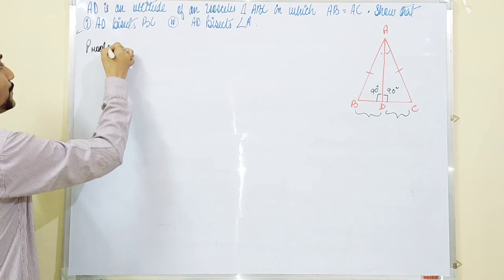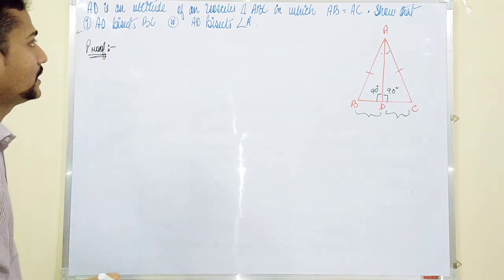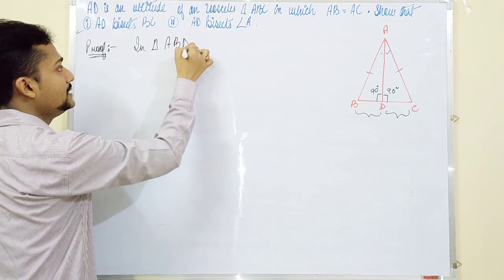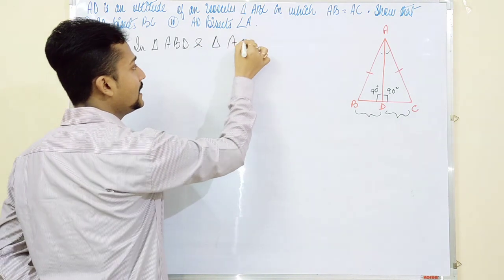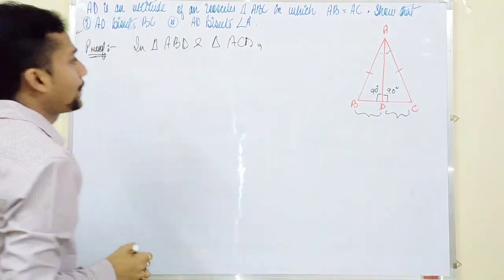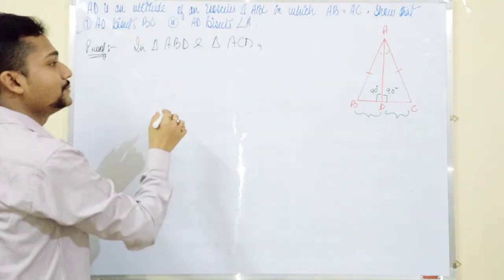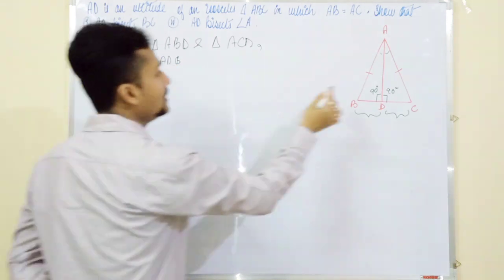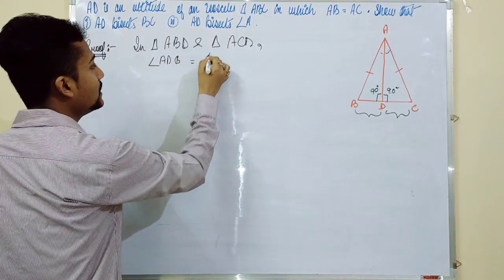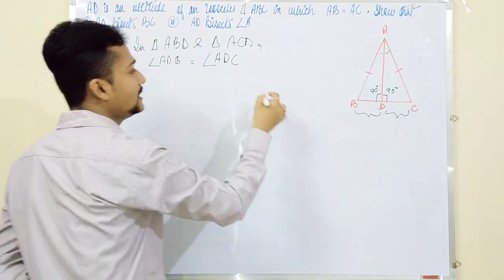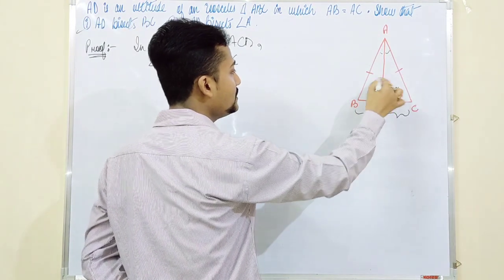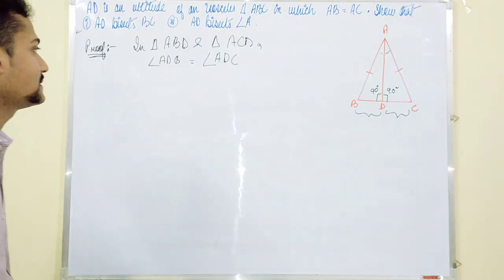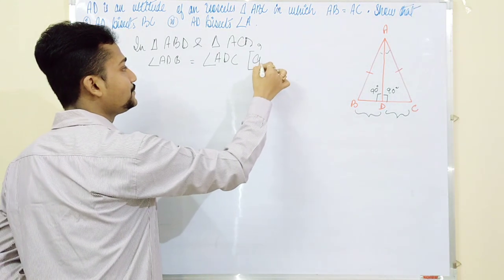This is very short and very easy to do. We will take two particular triangles, triangle ABD and triangle ACD. Angle ADB is equal to angle ADC. If you don't want to write ADB and ADC, you can name or number the particular angles. So it is given, isn't it?